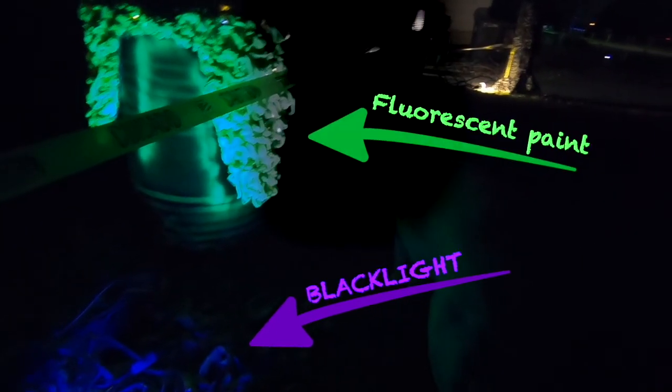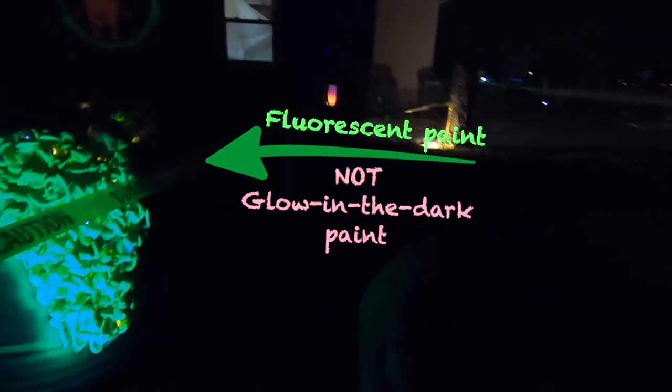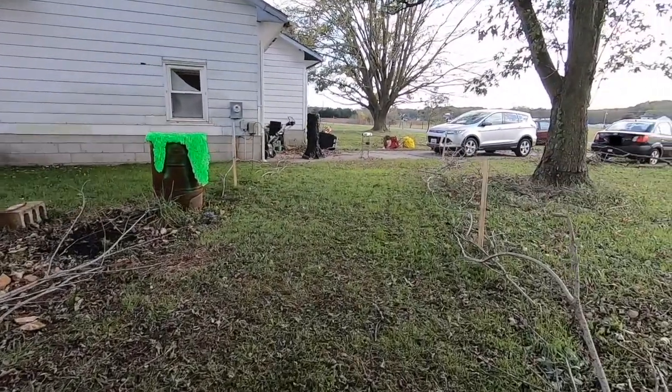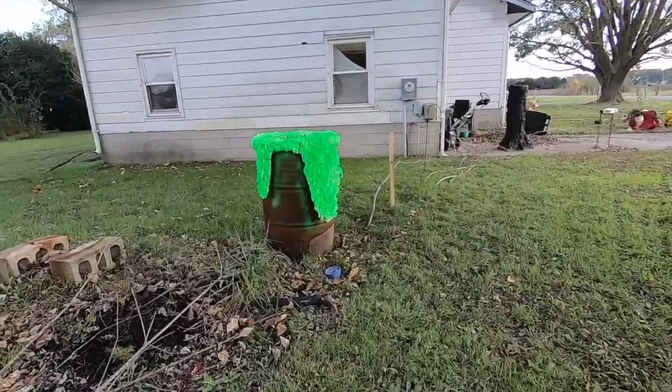Blacklight. Blacklight shining on fluorescent paint. And in the daylight, with no blacklight, fluorescent paint will still pop out a nice, bright neon look. And here's the prop on Halloween night. Look at that green.